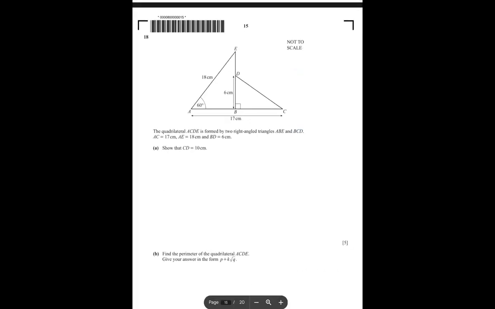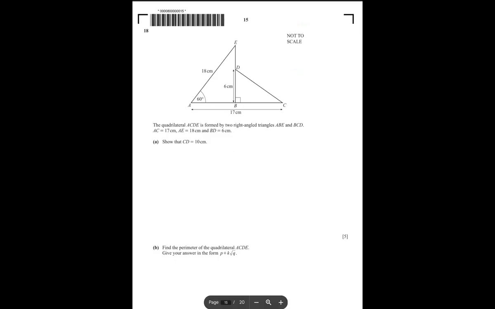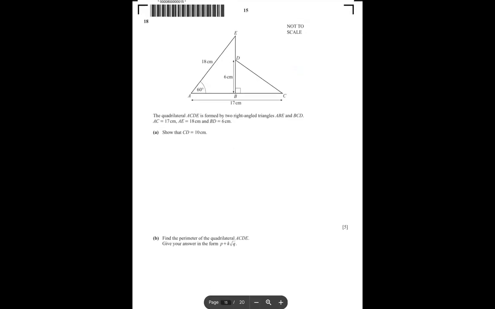Okay, the quadrilateral ABCD is formed by two right angle triangles, ABE and BCD. Show that CD equals 10. Where's CD? CD is here. Okay, to find this length, I need this length and this length to use Pythagoras theorem to figure out the length of CD. So to find the length of BC, this one here, I need to find the length of AB first.